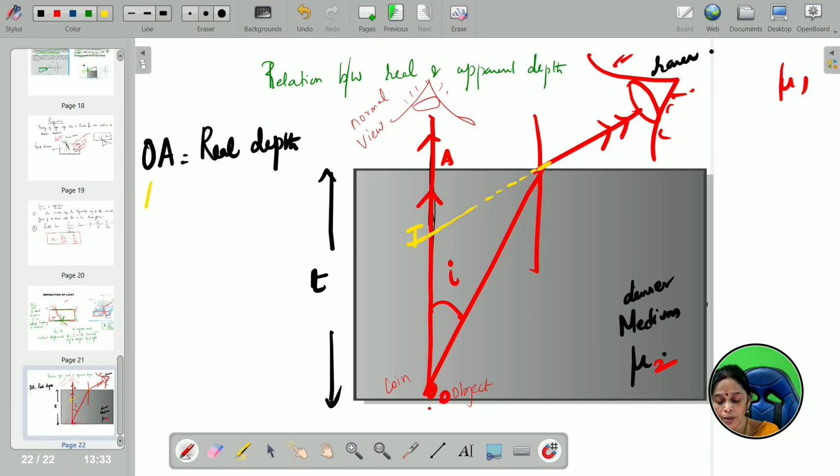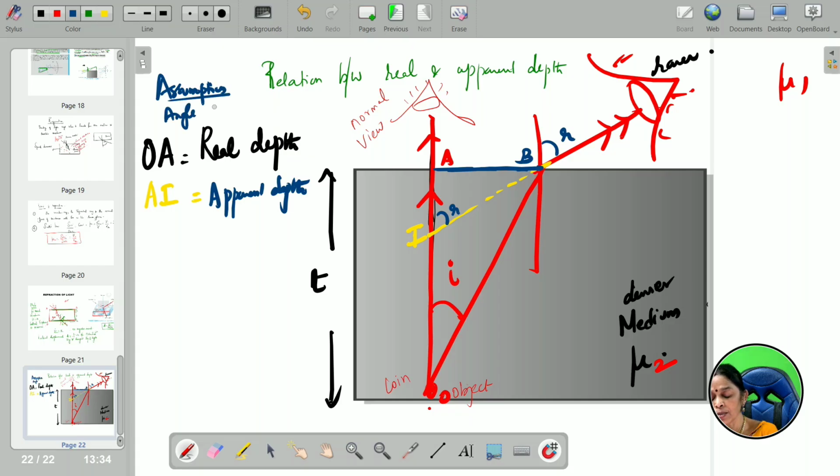So, OA is the real depth. AI is the apparent depth. Now, here the object appears as if it is at point I. This angle is R, so therefore, this is also R. You must have noticed there are two sets of triangles. What is the assumption here? The one and only assumption is that angles are small. 1 degree, 2 degrees, 3 degrees, like that.